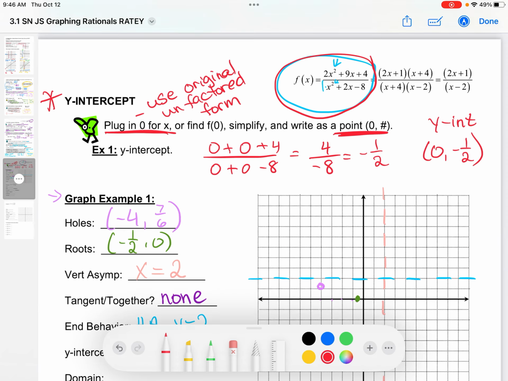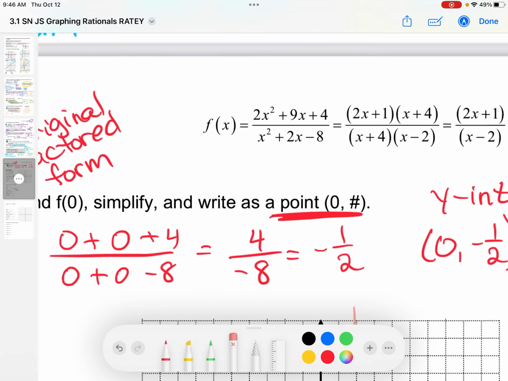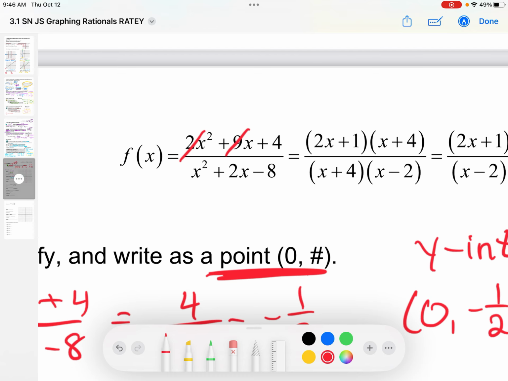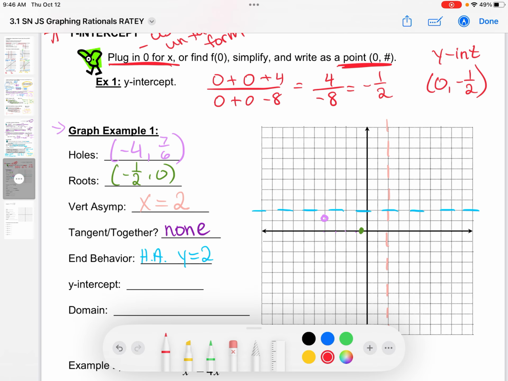Okay. If you use the original form, all you're looking at is the constants. In this original form, everything with an x zeroes out, leaving us 4 over negative 8. It's a little bit easier than plugging it in to factored form. I really wanted to erase that. So, on our graph, y-intercept, write it as a point. 0, comma, -1/2, and we will plot that point on the y-axis at -1/2.